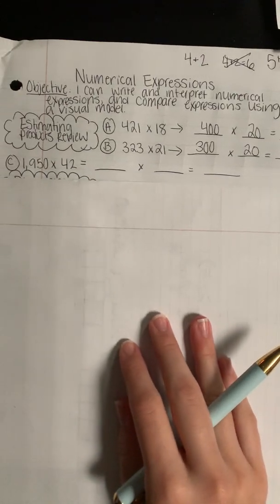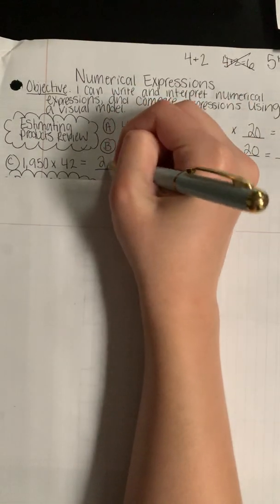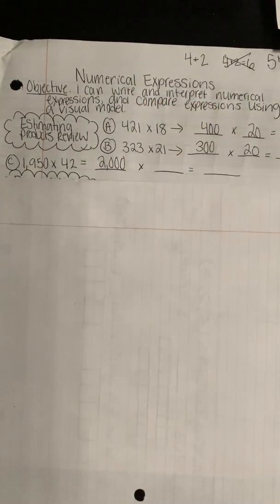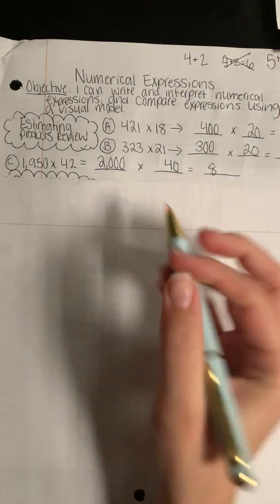And C, we have a number that is close to 2,000. So we'll start off with 2,000, and I rounded to the nearest thousand. Times 42, well, that's closer to 40 than it is to 50. 4 times 2 is 8, and then my zeros, I have 1, 2, 3, 4.